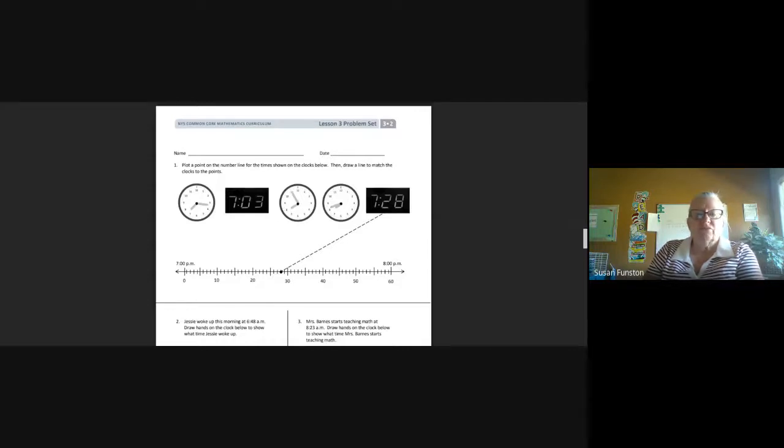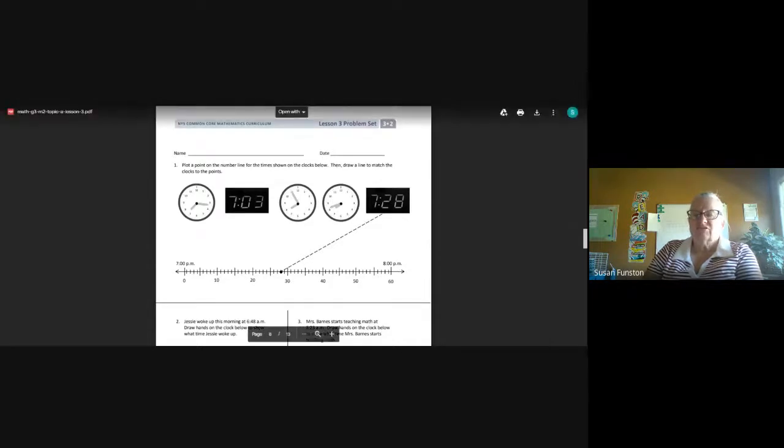Okay. For 7:03, I'm just going to count 1, 2, 3 tick marks. I'm going to plot my point here and draw a line to this clock. Okay, you can do the rest of those on your own. All of our times are between 7 and 8 o'clock.